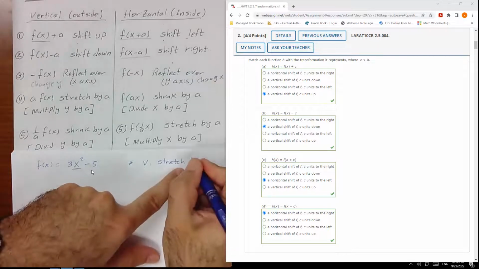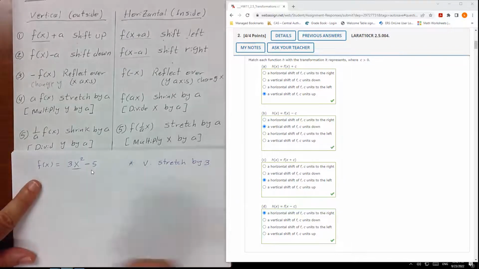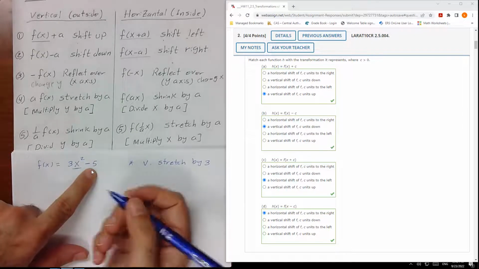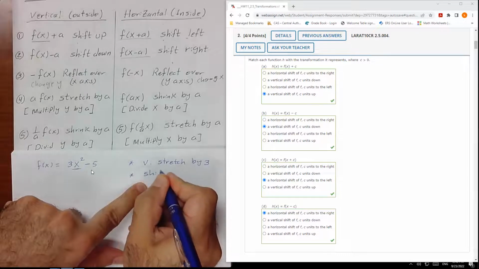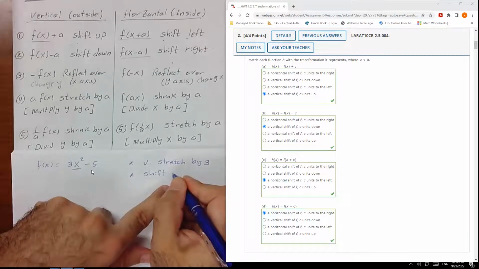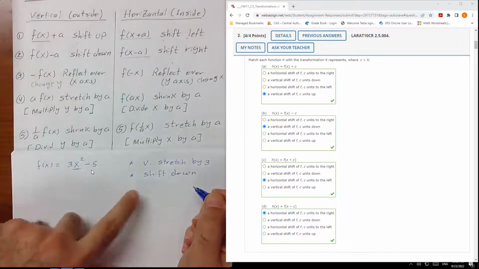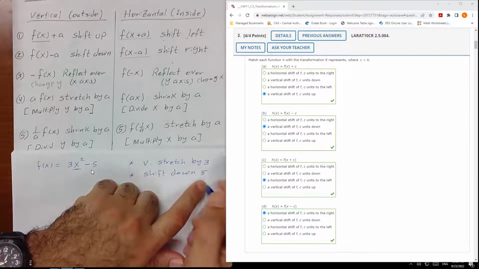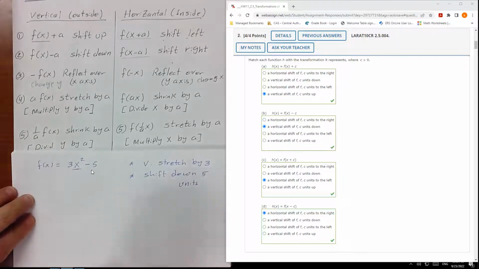Vertical stretch by 3. You have to mention which type of stretch, vertical or horizontal. Then minus 5, that means outside, so it's going to be shift down. You can mention vertical shift down. How many units? 5 units. That's it for this example.